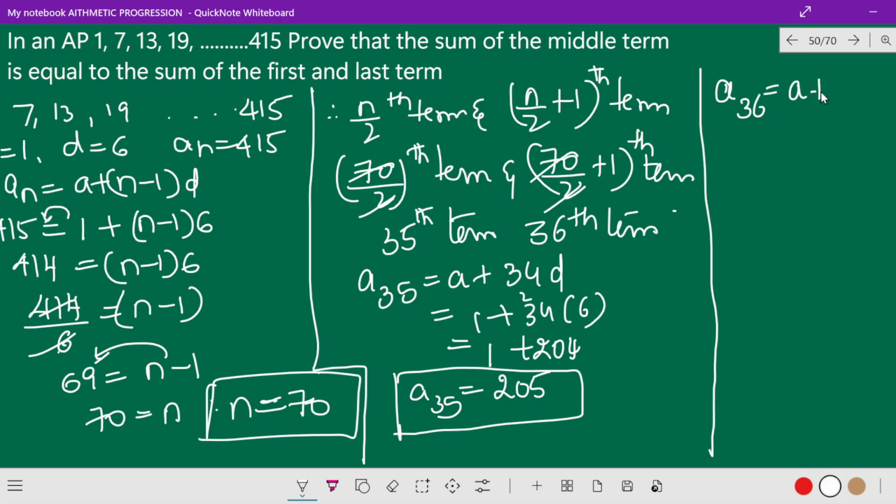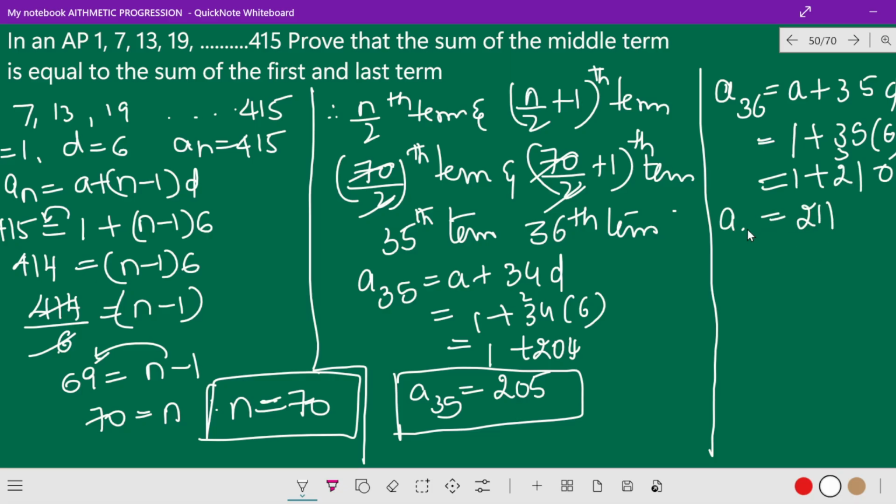A36 is equal to A plus 35D. If you want, you can add just 205 plus 6. We'll get the answer. So this is A is 1 plus 35 into 6. So again, multiply: 210. The answer is 211. So the 36th term is 211.